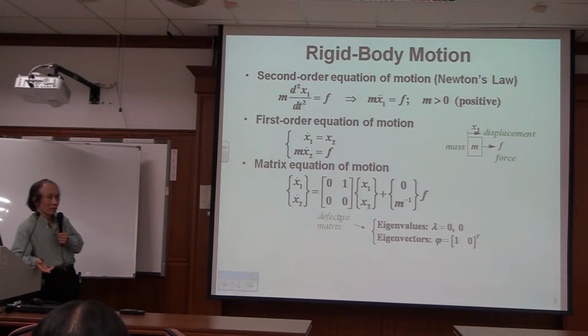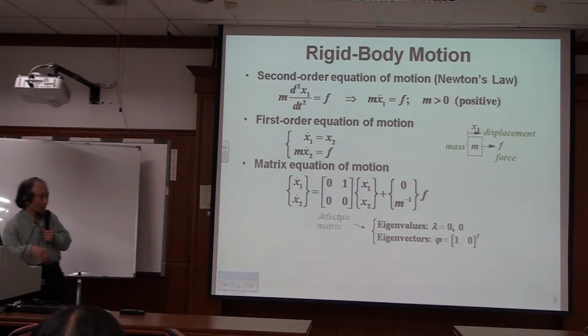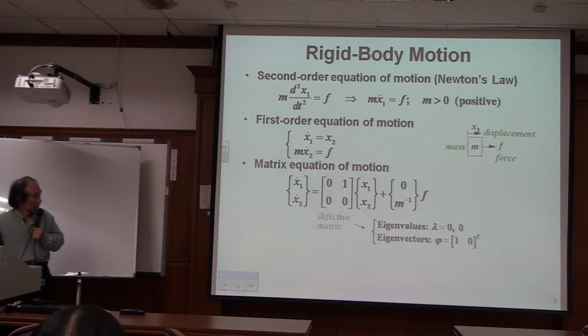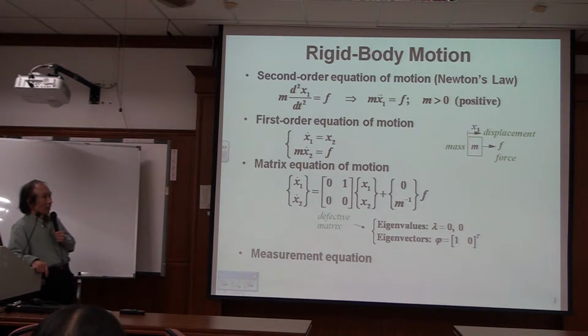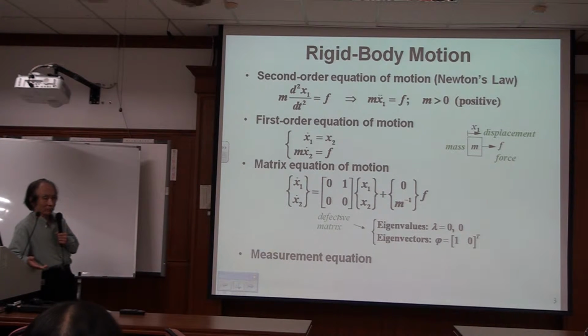Now we know that rigid body motion has 0 eigenvalues. We know that now. Now another important equation here is what we call measurement equations, because the sensor gives you the value. What does that value mean?